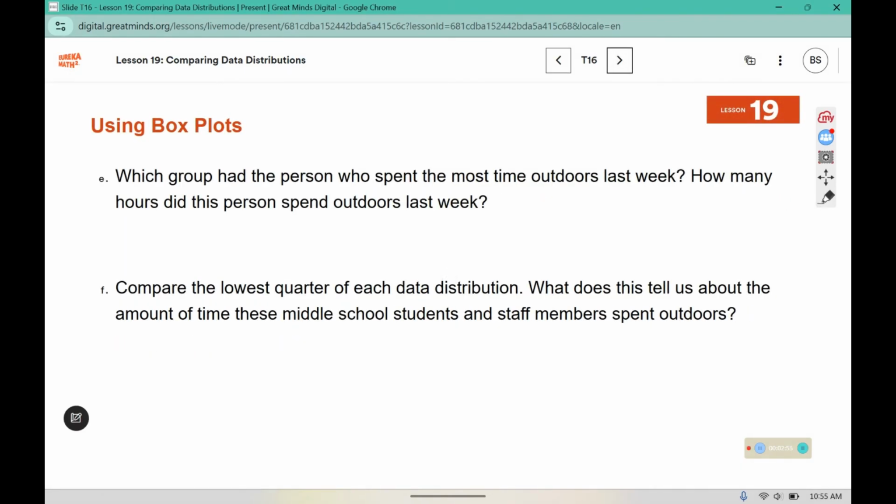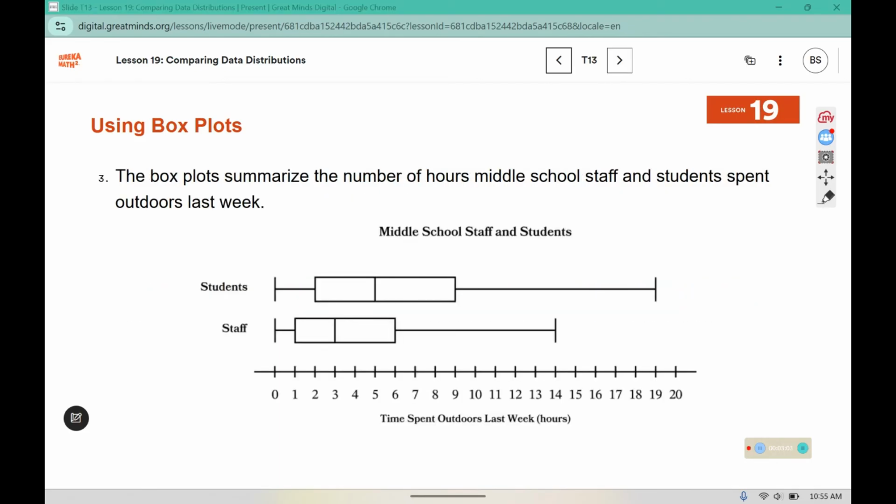E. Which group had the person who spent the most time outdoors last week? And how many hours did this person spend outdoors last week? The students had a higher maximum at 19. So we know that one of the students spent 19 hours outdoors last week.